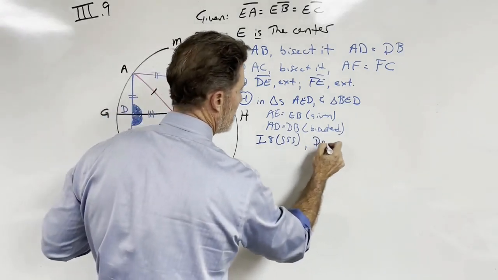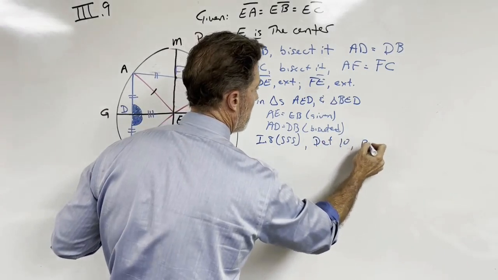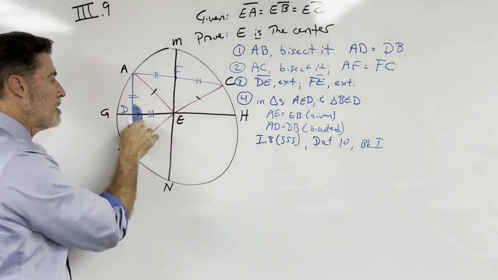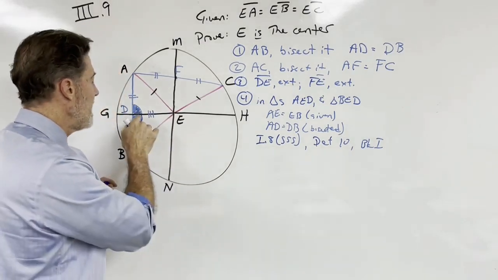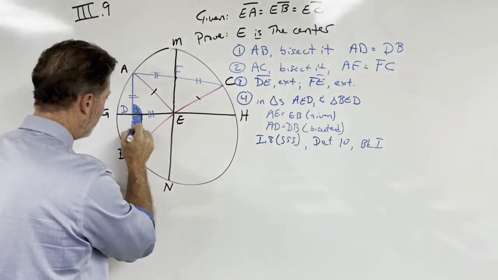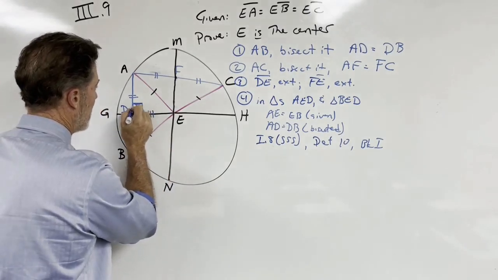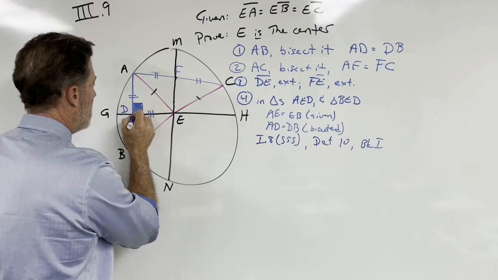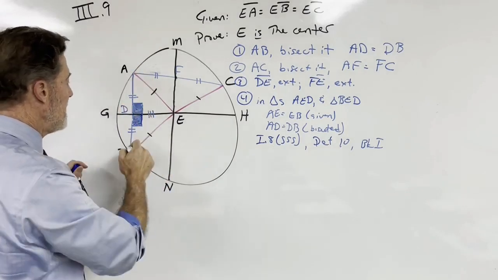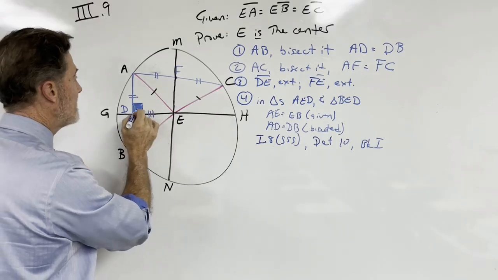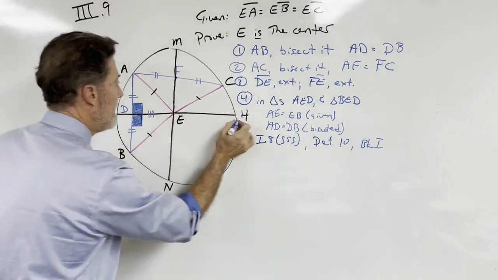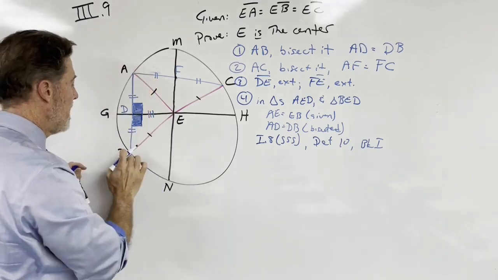And definition 10 of Book 1 says that when a line falls on a line making adjacent angles equal to each other, then those two angles happen to be right angles. So this is a right angle, let's draw it out as a right angle, and this is a right angle. And so what we have here is a chord, AB, that has a perpendicular bisector. So DE or GH here is the perpendicular bisector of this chord AB.